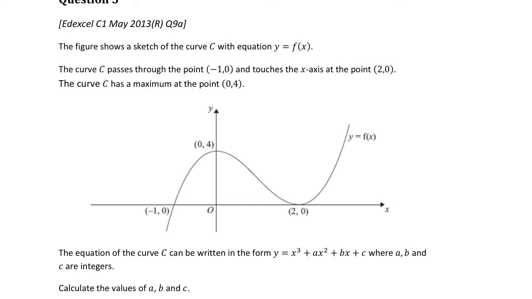The equation of the curve C can be written in the form y equals x cubed plus ax squared plus bx plus c, where a, b, and c are integers. Calculate the values of a, b, and c. So I guess the key information are these coordinates here from the question.